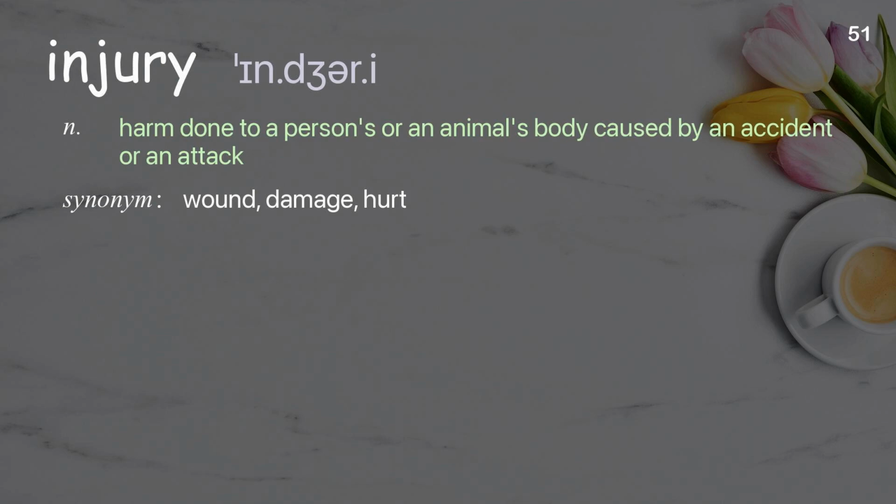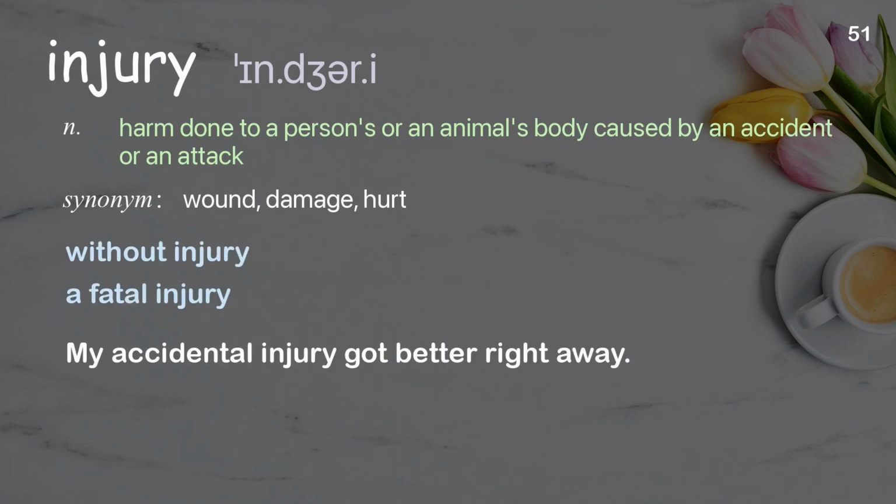Injury. Harm done to a person's or an animal's body caused by an accident or an attack. Examples: Without injury, a fatal injury. My accidental injury got better right away.